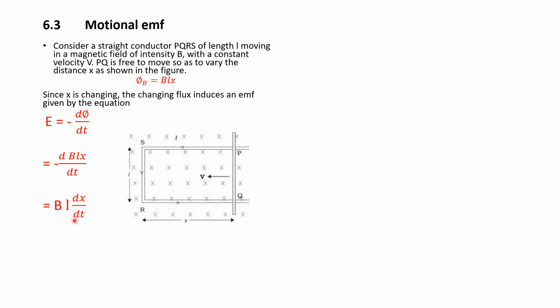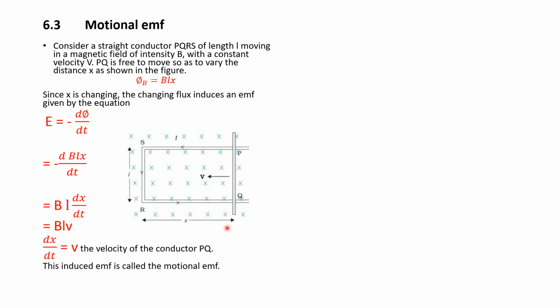Please note this is L. BL dx by dt. Therefore, dx by dt we know is the velocity, that is distance over time. So E is given by E is equal to BLV. Again I will explain. dx by dt is equal to V, the velocity of the conductor PQ. The induced EMF is called the motional EMF.